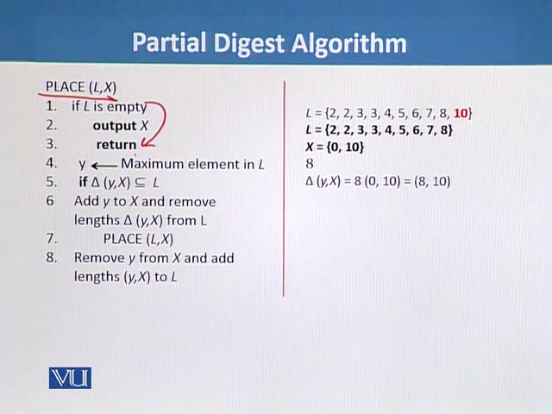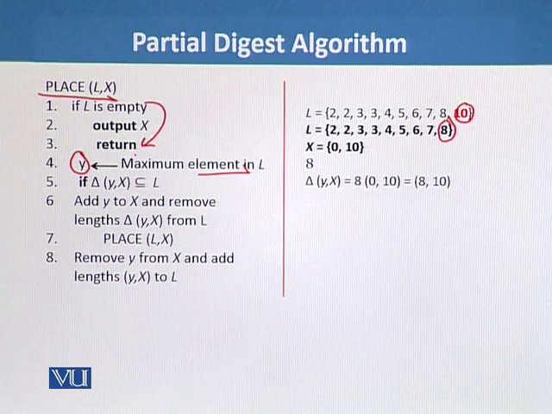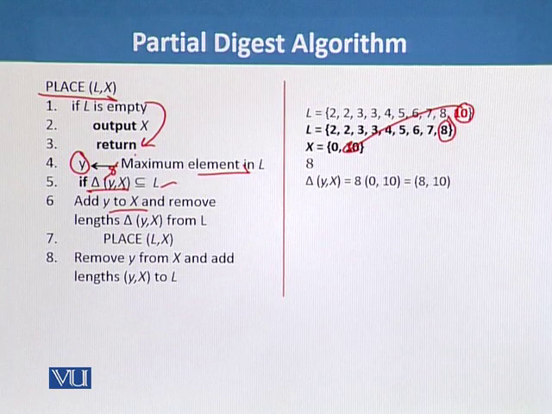So if L is not empty, then we will put the value of Y as the maximum element. Here the maximum element is 8, because 10 is already shifted to the X, so we are left with 8 as the maximum element. So next is the delta Yx. If it is a subset of L, then we will add Y to the X. So we will calculate the value of delta Yx. Here we assume Y is 8 because it is the largest element in the L.